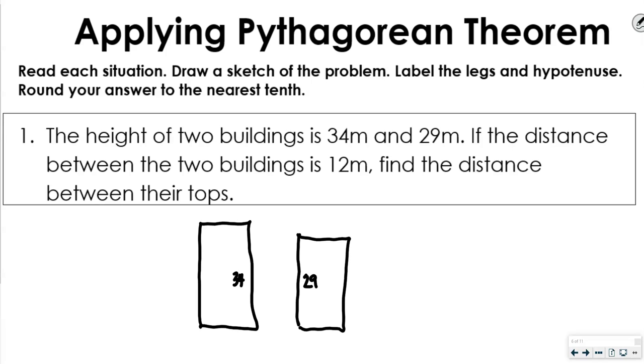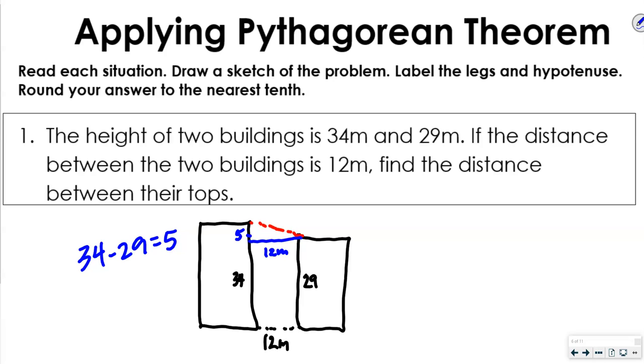And then it says, if the distance between the two buildings is 12 meters, so that means this down here is 12 meters. Find the distance between their tops. So this is asking us to find this distance right here, okay? So I can draw a right triangle up here, so let's draw the other two sides. We know that this part right here is 12 meters, right? And what is the difference between the 34 and the 29? 34 minus 29 is equal to 5.